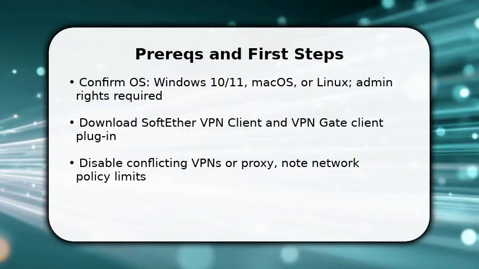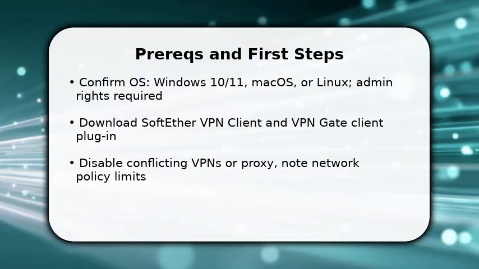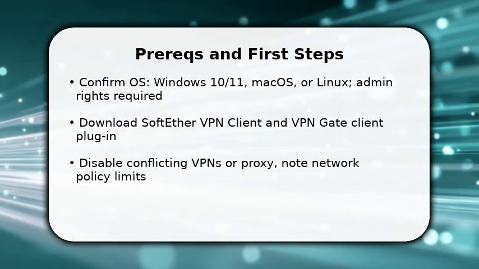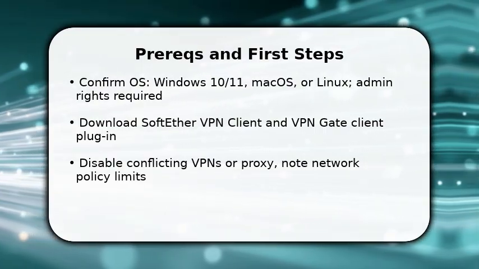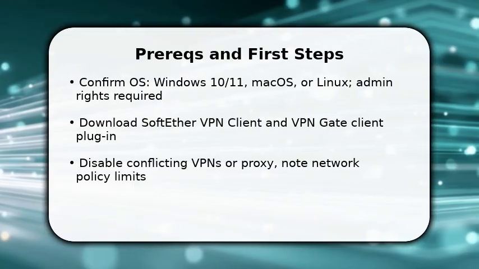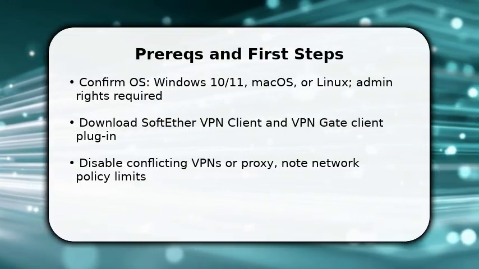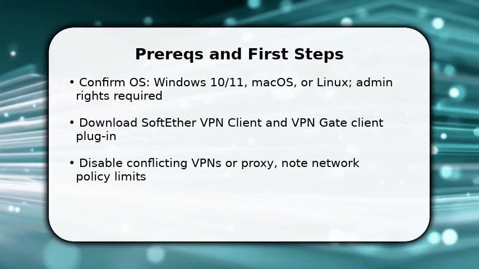You start by confirming your system and privileges so installation is smooth. You need admin rights and a supported OS. Next, download Soft Ether VPN Client and the VPN Gate Client plugin. These work together to access public relay servers.